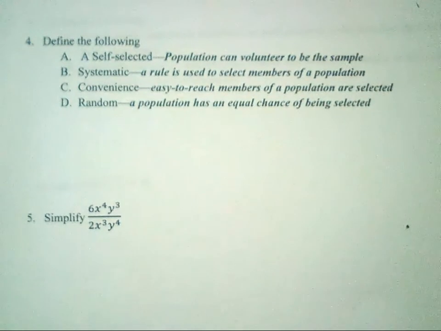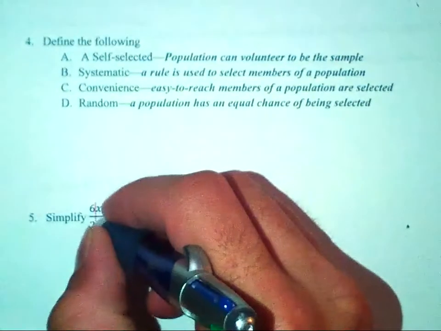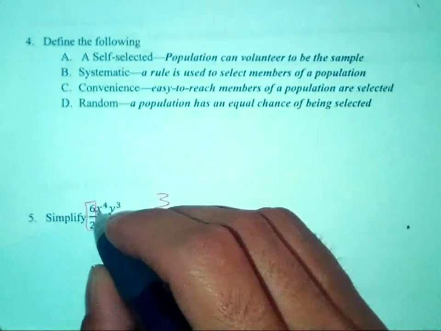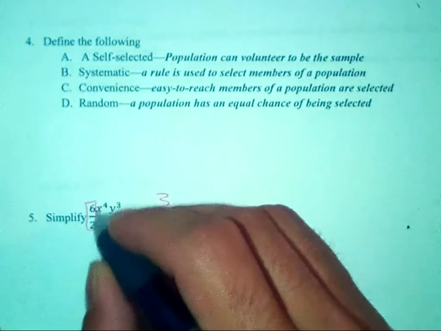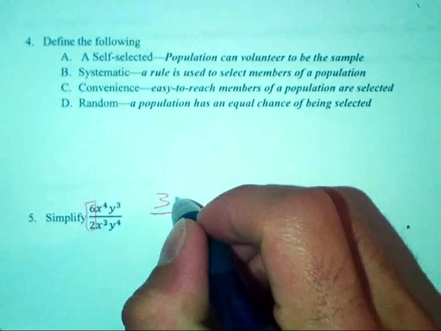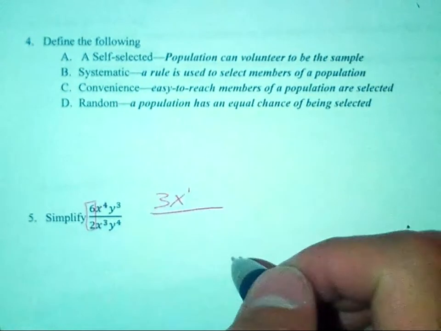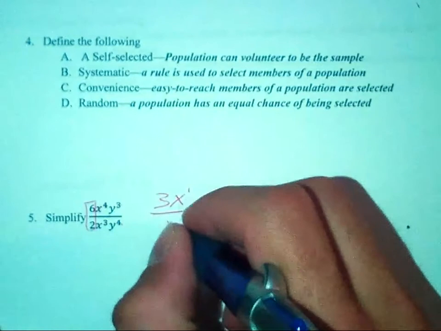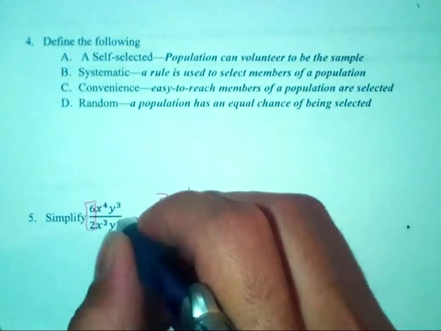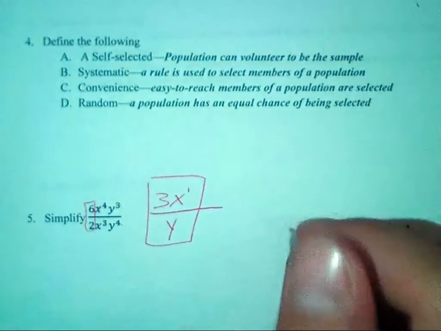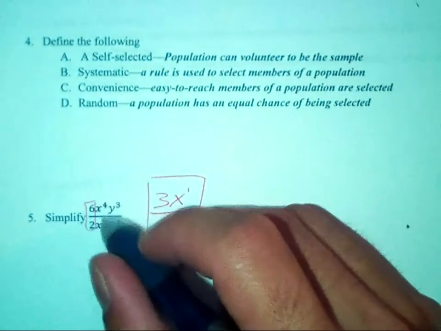Alright, simplify. First, let's take a look at the numbers. 6 divided by 2 is 3. Whenever we're dividing with the same base, we're going to subtract the exponents. 4 minus 3 is 1. 3 minus 4 is negative 1, so it gets pushed down. Right? There's more y's down here, so whatever's left over has to be there. So that's your final answer. We don't need the 1. I'm just showing you that it's 4 minus 3.